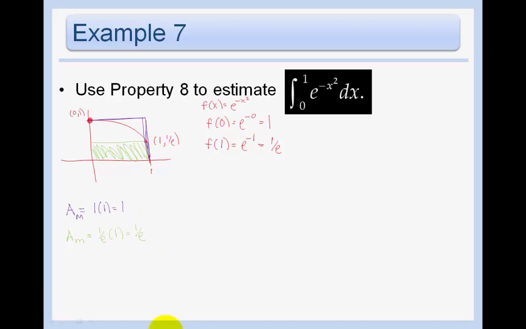So what do I know? I know that a little m is less than or equal to the area under my curve, which is less than or equal to the area of that big M. So I know 1 over e is less than or equal to the area under my curve, which is less than or equal to 1. And I might just want to evaluate that so I have more of an idea.